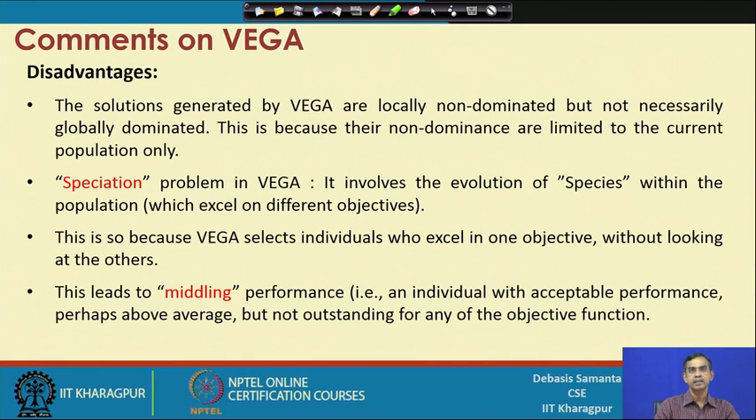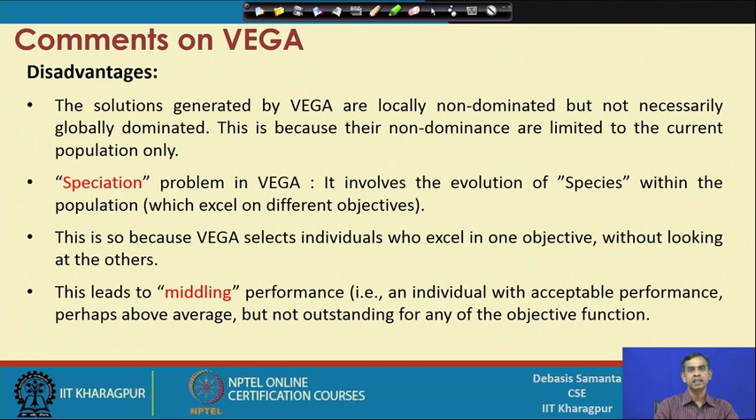However, it has certain serious limitations. Like the previous two approaches, which belong to non-Pareto based approaches, this approach also gives only one solution, which is why it is called a non-Pareto based approach. The solutions generated by VEGA are locally non-dominated, but not necessarily globally non-dominated. That means all solutions are close to the local solution, but not necessarily close to the global solution, so it cannot return the global solution. Another two problems with this approach are the speciation problem and the middling problem. These are the two drawbacks of the VEGA approach.